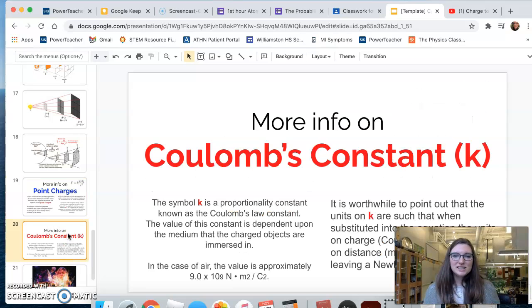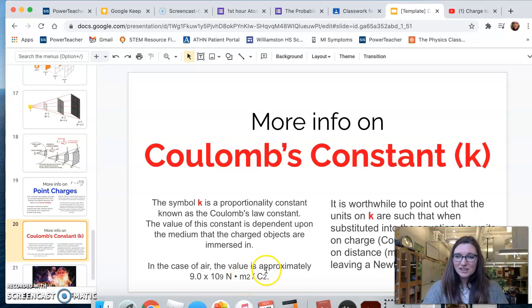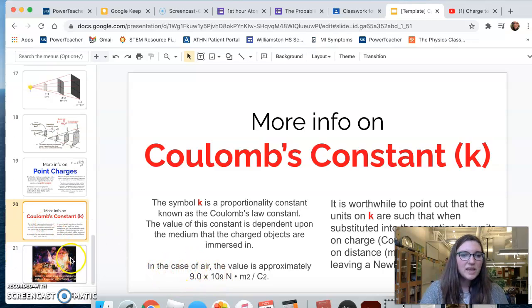So then Coulomb's constant is a proportionality constant. It kind of holds everything together. And something that's interesting here is that you'll notice that the units on this, newtons, meters squared, per Coulomb squared, cancel out everything else so that you can just look at the meters squared and the charge squared, which are the units on the distance and the amount of charge. So you end up with just newtons left over, and that's what makes this whole equation work.